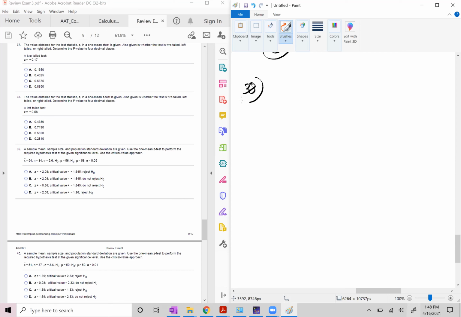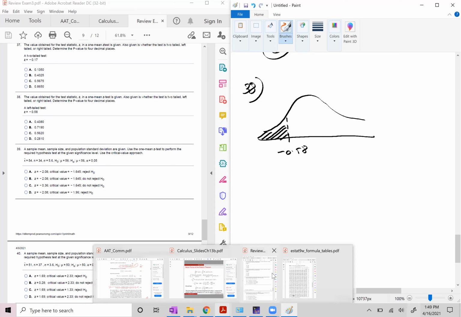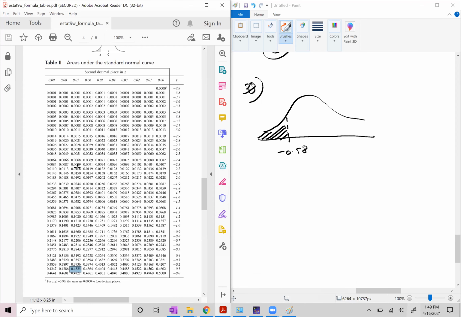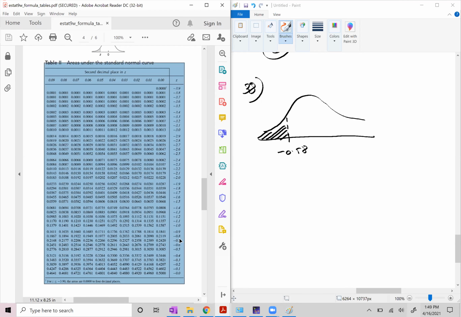A left tail test with z value negative 0.58, and it is a left tail test, so you calculate the area to the left. So negative 0.58, you don't need to do anything. You don't need to multiply by 2 or something when it comes to a left tail or right tail test. So negative 0.58 is 0.2810, and you don't need to do 1 minus or something like that as well, because it's the exact area we were looking for.